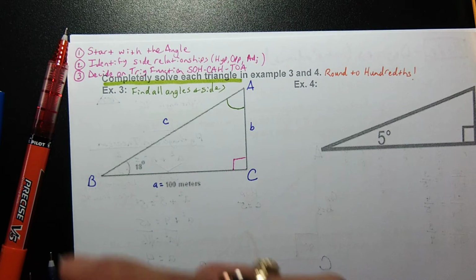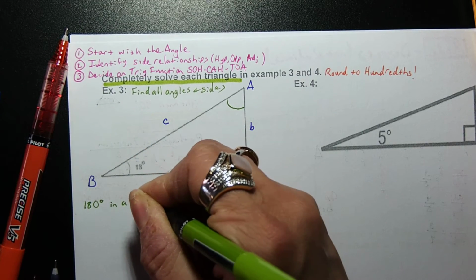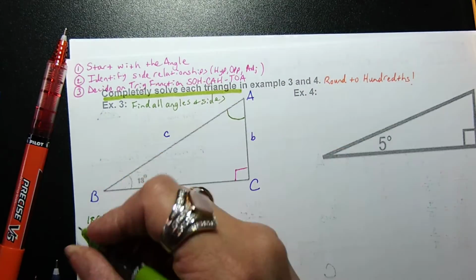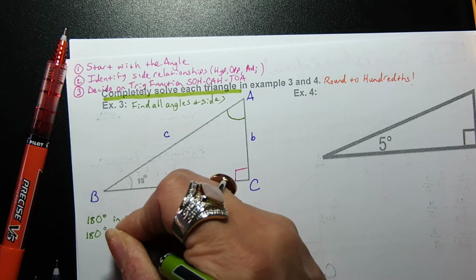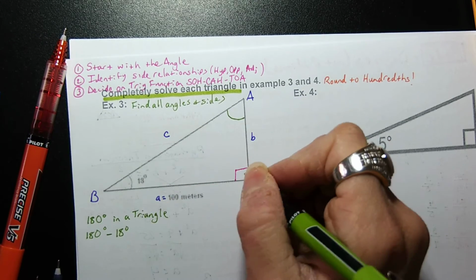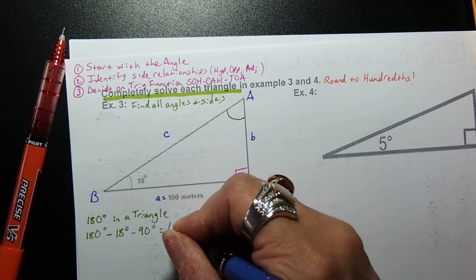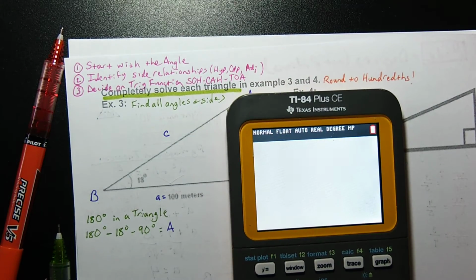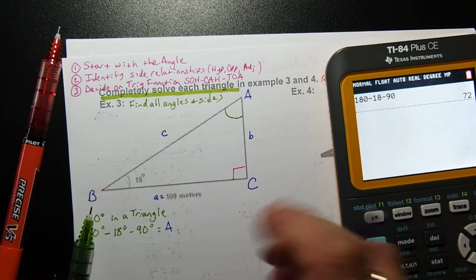So perfect. We're going to use the fact that there are 180 degrees in a triangle total. So if there's 180 degrees total, I can subtract the angles that I already have, 18 degrees and 90 degrees, to give me what angle A is. So using our calculators, or doing some mental math if your brain's there today, 180 minus 18 minus 90 is 72 degrees.